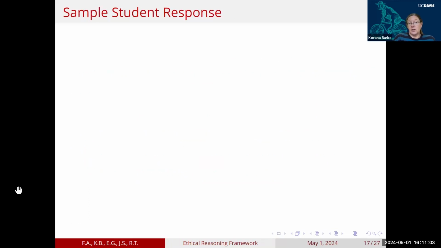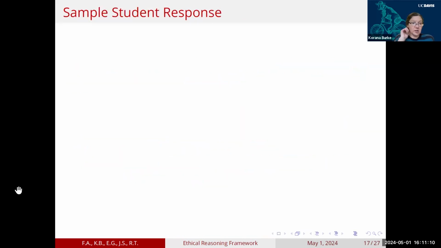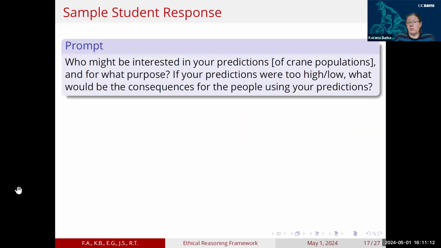But what we did is we asked the students to reflect. You can go to the reflection. Here's the prompt that they were given. Who might be interested in your predictions of crane populations and for what purpose? If your predictions were too high or too low, what would be the consequence for the people using your predictions? So this is the actual prompt that was given to the students this past year, and we can see now how the students are responding to this.